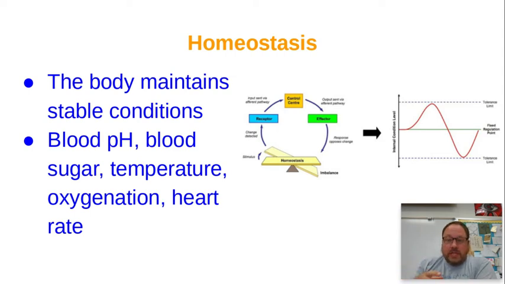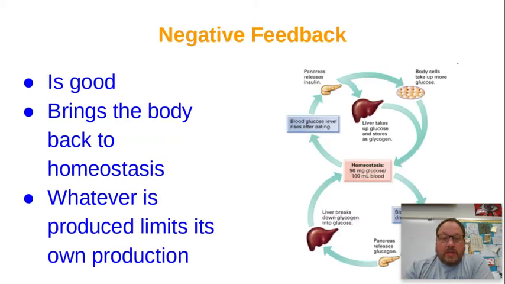Stasis means standing or staying the same, and homos means same. So, your body's trying to maintain constant levels or conditions, whether it's something in the blood, body temperature, your heart rate. Everything tries to maintain steady states at whatever levels are typical for the body. And we do that through some feedback mechanisms.